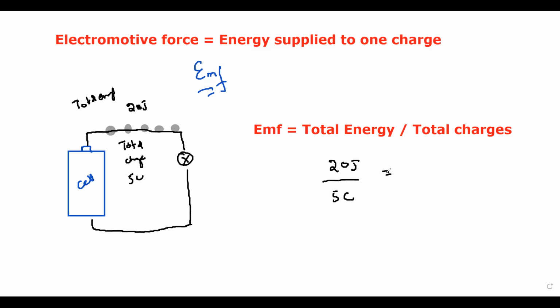So 20 divided by 5, what does it mean? 20 divided by 5 will be 4. So it means 4 joules per coulomb. What does it mean? The total energy is 20, and how much energy is each charge carrying? 4 joules of energy is carried by each charge. And what is EMF? EMF means how much energy is supplied to one charge. Because one charge is carrying 4 joules, we can say the electromotive force, or EMF, is equal to 4 joules per coulomb, or we can also say 4 volts.